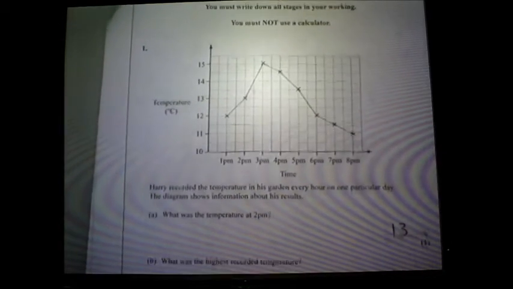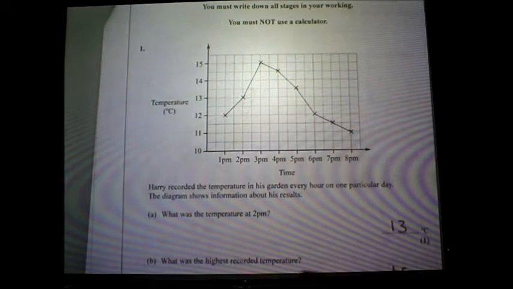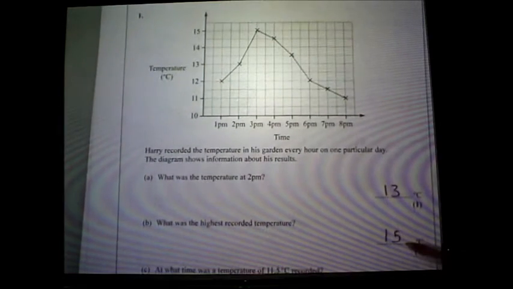What was the temperature at 2 p.m? Just simply read up from 2 p.m. and you'll see it's 13. What was the highest temperature? Its highest is 15. So the highest temperature was 15 degrees.